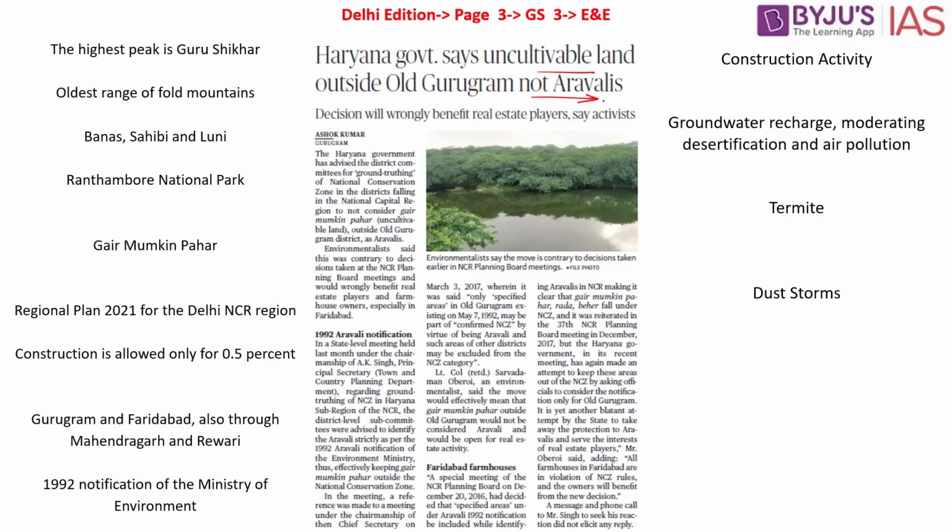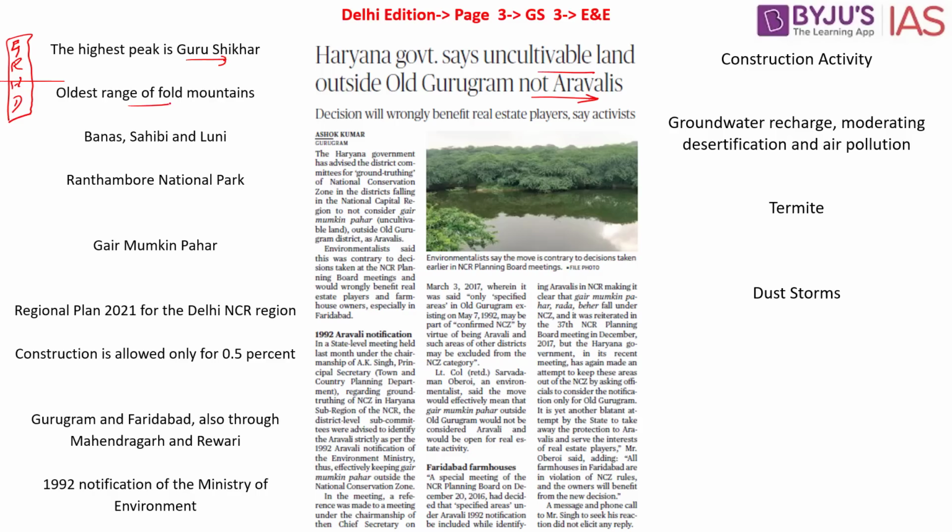What are these Aravalis? This is a mountain range. It passes through the states of Gujarat, Rajasthan, Haryana, and it also passes through Delhi as well. This can be very important from the preliminary examination point of view. The highest peak in the Aravalis happens to be Mount Guru Shikhar.